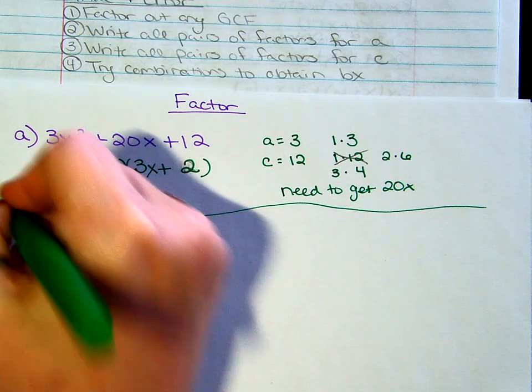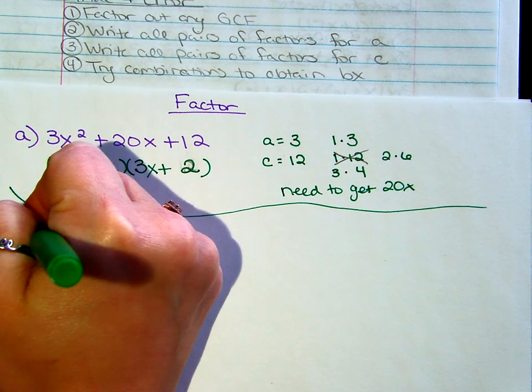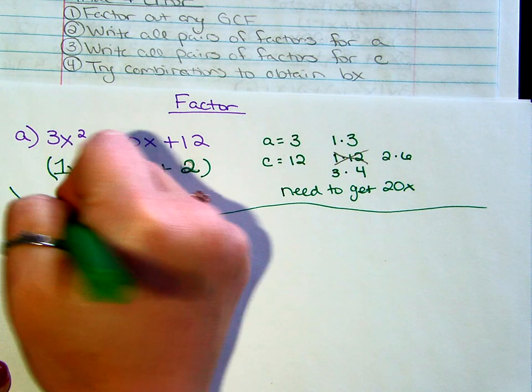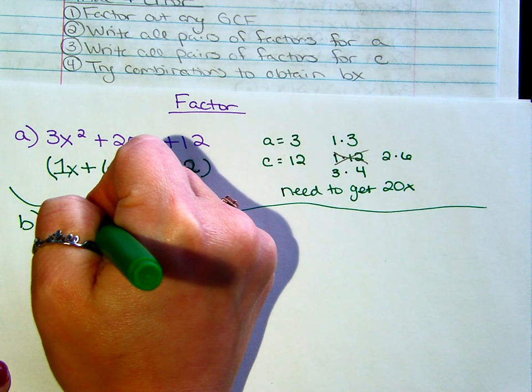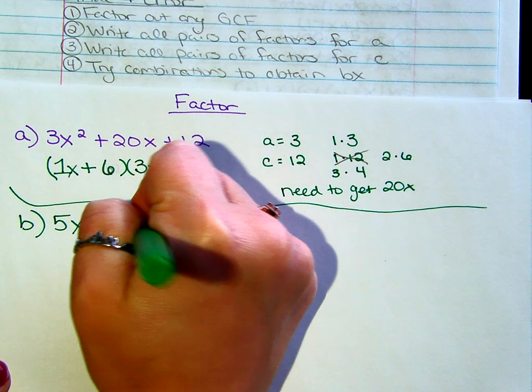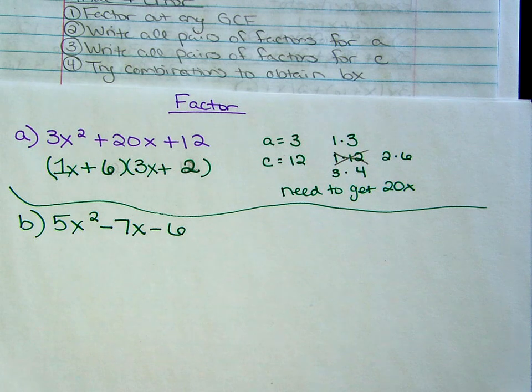Here's another one. We're going to do 5x squared minus 7x minus 6. Each of these that we go through will get just a little harder. So this one's a little bit harder because our signs are different. We have negatives inside of there. But we're still going to approach it the same way.